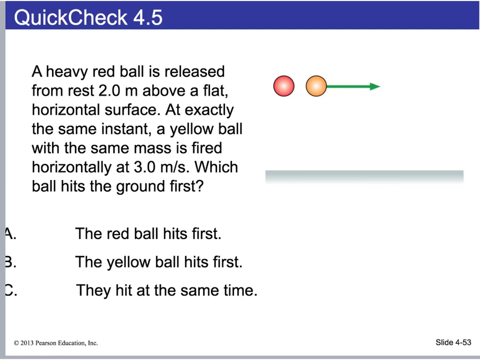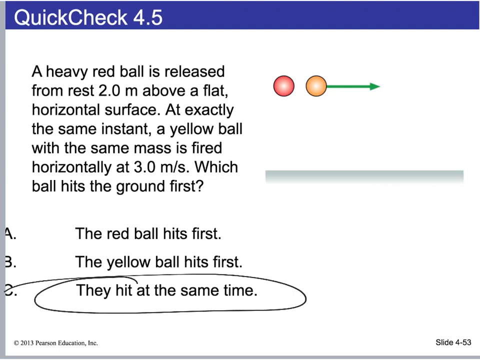Okay, so this is a heavy red ball is released from rest 2 meters above a flat horizontal surface. At the same instant, a yellow ball with the same mass is fired horizontally at 3 meters per second. Which ball hits the ground first? They hit at the same time.